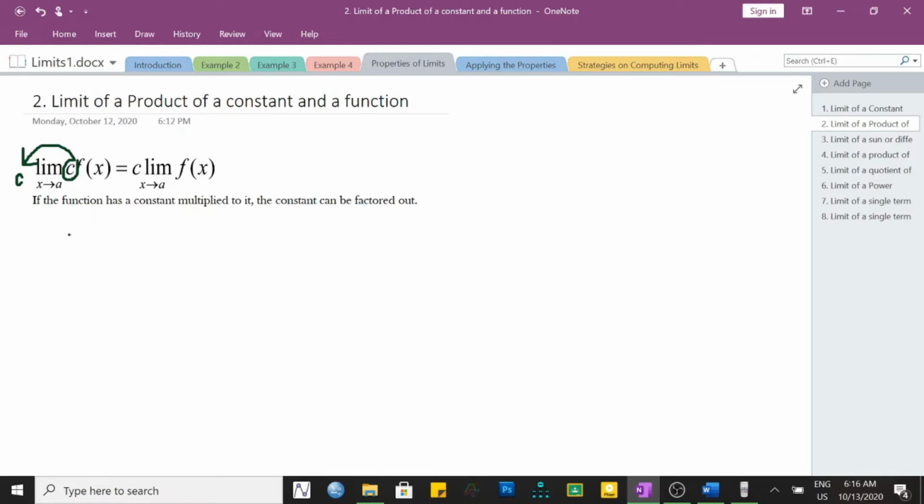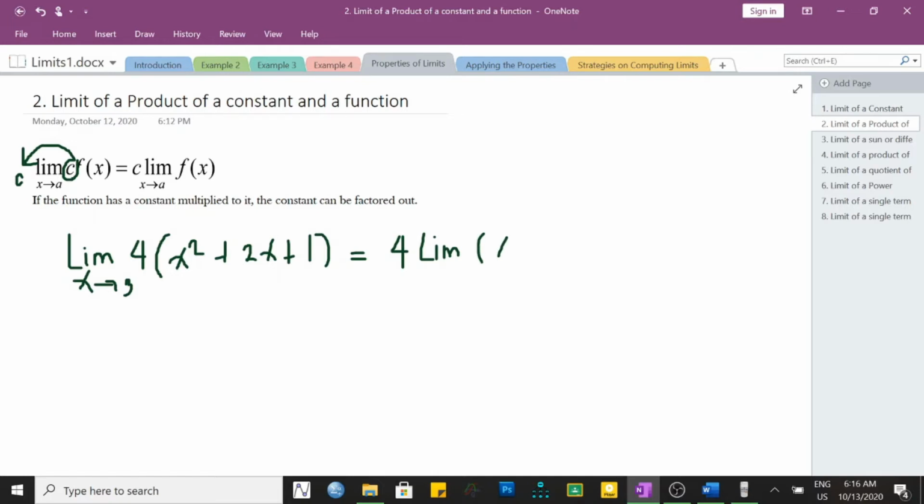Let's provide an example. Say we have the limit of 4, that is our constant, multiplied to another function, say x squared plus 2x plus 1, as x approaches, say, 3. This is the same as factoring out 4 and just focus on computing the limit of the function x squared plus 2x plus 1 as x approaches the same number, that is 3. That's the property that we are discussing here.